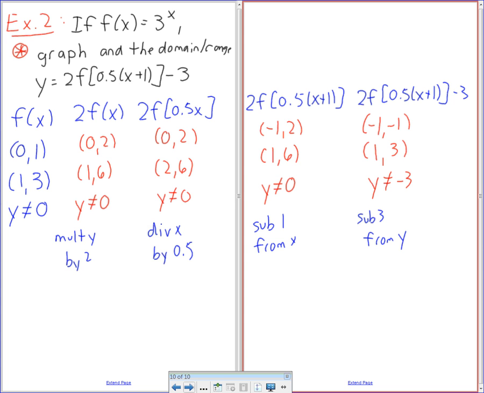Okay. So 2f of 0.5x plus 1 minus 3. Okay. So this turns into negative 1 and negative 1, 1 comma 3, and y cannot equal negative 3. Okay, so only on the last step does it shift the line, like the asymptote. That's the only thing that's affected, because 0 times anything is still 0, but adding or subtracting is going to do that. Jennifer, is this coming back at all? Yes? Okay. Any questions from everyone else in the class? Okay, once you do a few of these, this is really easy, but you got to do a few of them to get it down.